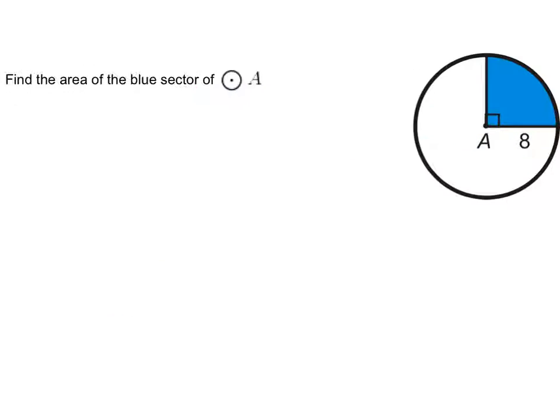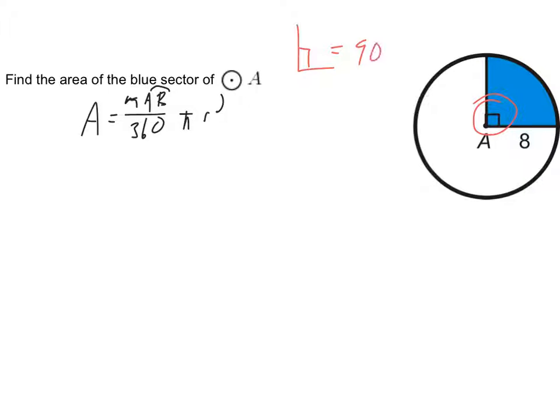33.49. Here we got another example. Again, we're going to use the same formula that we did before. We've got the measure of AB over 360 times pi times r squared. But if you look here, all we have in the middle here is a box. When you see a box like this, that means it's a 90-degree angle. So we're going to use 90 in for our measure. So we're going to put 90 on top.